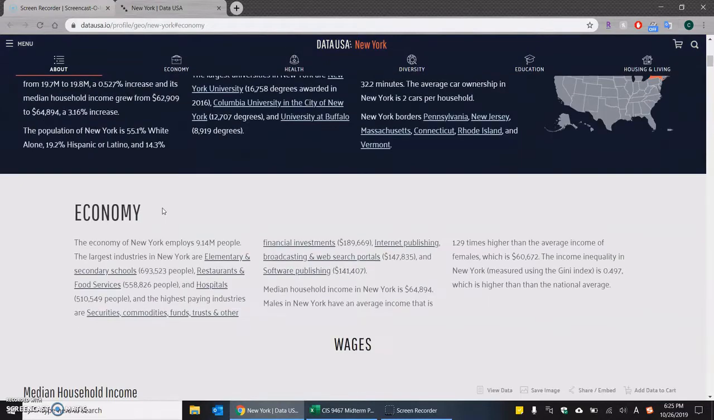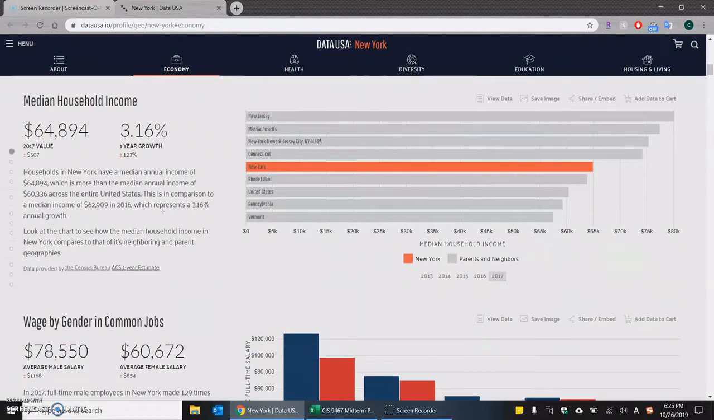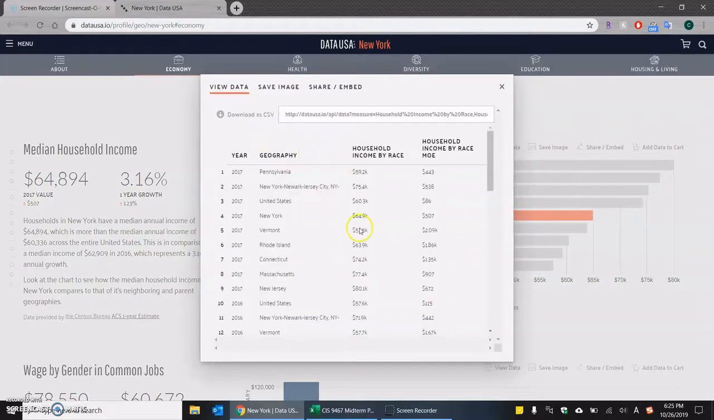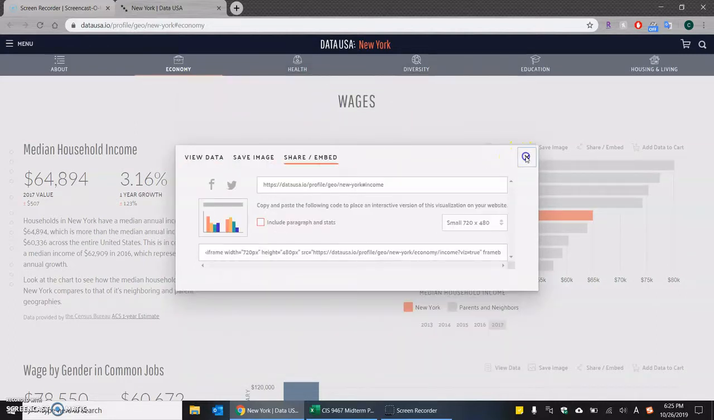And as we scroll down, we can see that in the economic section, they provided a visualized summary of the data that they have. However, as a user, you are allowed to view the data and then download the data for your personal uses and share them to other people as well.